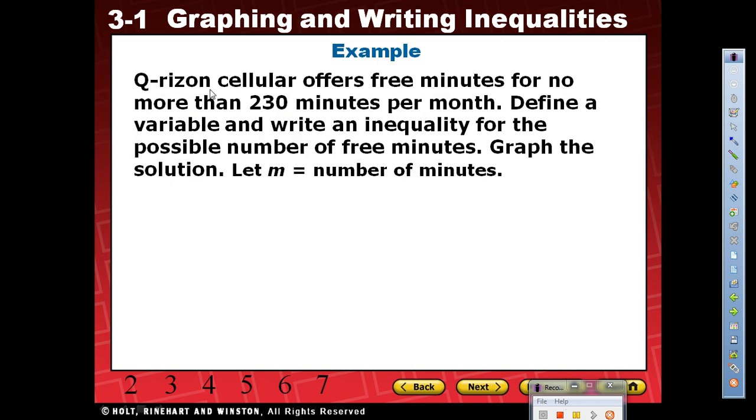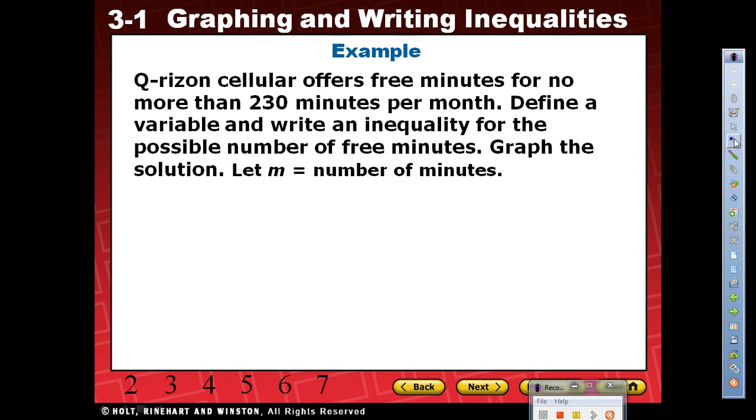There's a cellular company called Verizon. I know, it's awesome, huh? Verizon Cellular offers free minutes for no more than 230 minutes per month. Define a variable and write an inequality for the possible number of free minutes. Graph the solution. Let m equal the number of minutes.